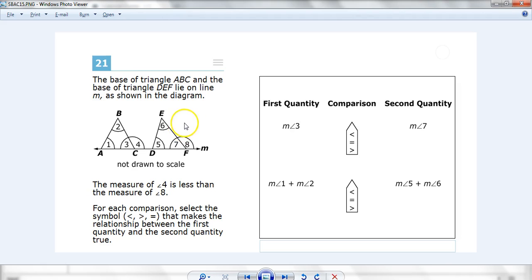So I'm just going to open up GeoGebra and put a line down here. We need 4 points on the line and then 2 points off the line to make our triangles. And then we'll measure all 4 of these angles and all 4 of these angles and make sure that this angle 4 is less than this angle 8. That's the only criteria that we have to meet. As long as we have that, then we'll compare our angles.